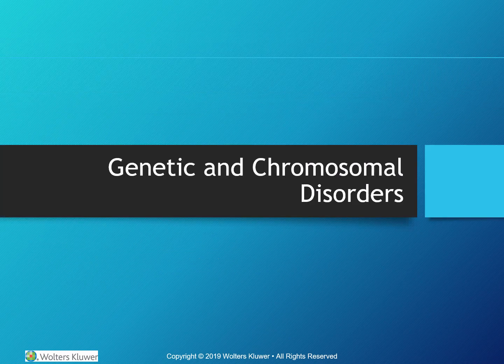So let's start by talking about genetic and chromosomal disorders. Genetic and chromosomal disorders are caused by changes in the deoxyribonucleic acid or DNA sequence. And that change alters the synthesis of a single gene product, leading to chromosomal aberrations such as deletions, duplications in error, or due to abnormal number of chromosomes.